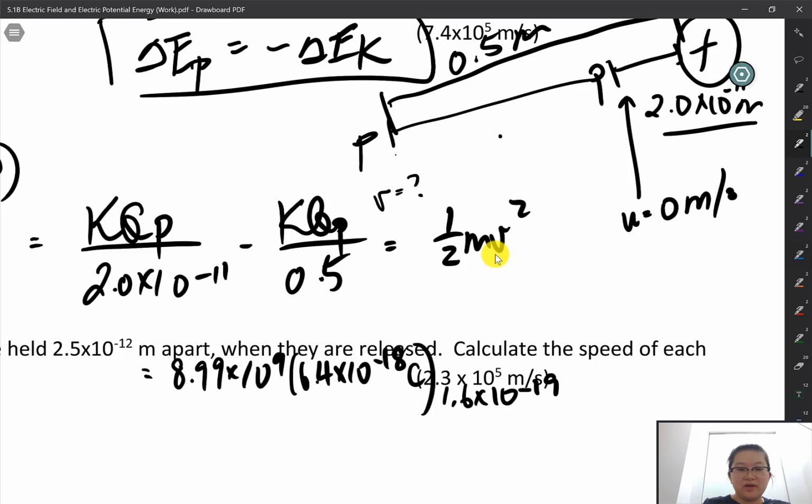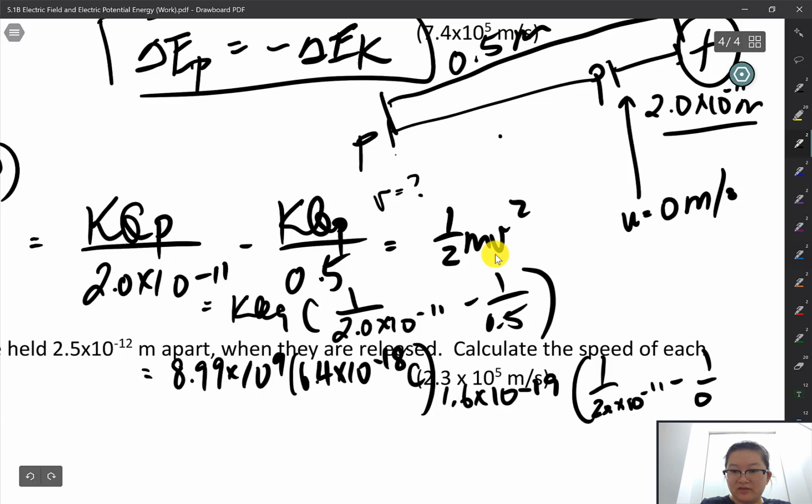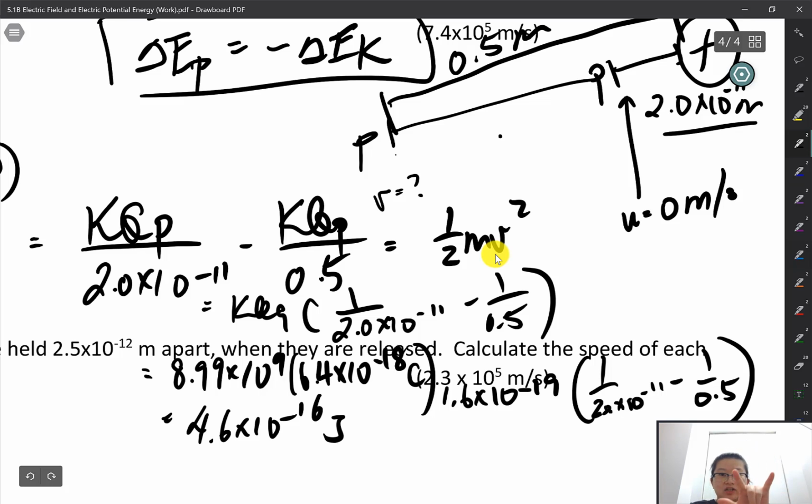And really, I can just say this is kQQ and then 1 over the first distance minus 1 over the second distance. Okay, so I'm just going to do that right now. Really, it's just to save me space. 1 over 2 times 10 to the power of negative 11. There should be 0 there. Okay, minus 1 over 0.5. Okay, and that's going to give me 4.6 times 10 to the power of negative 16 joules. That's the change in the potential energy.